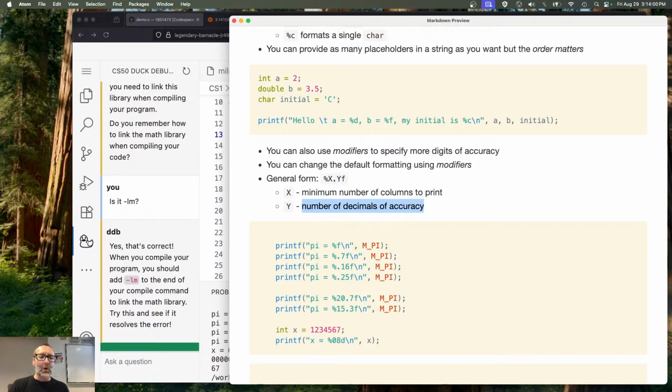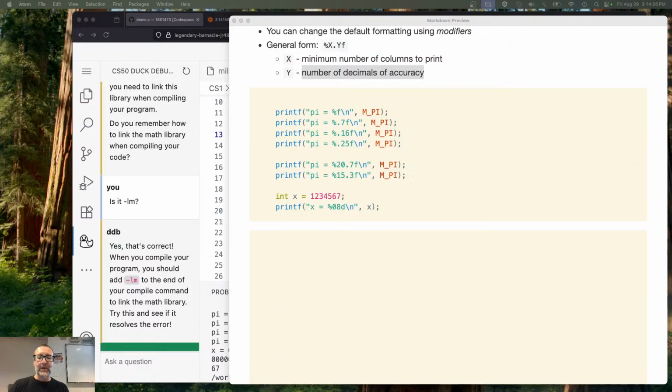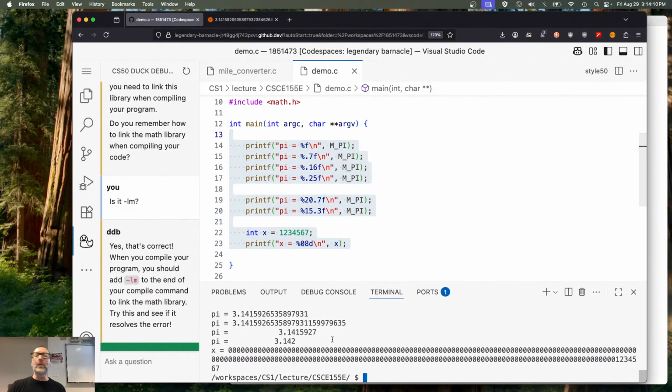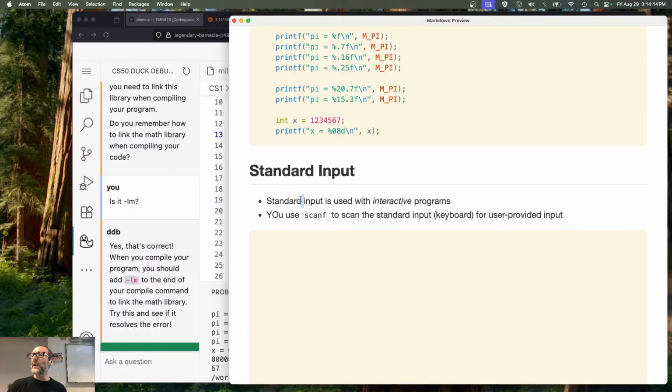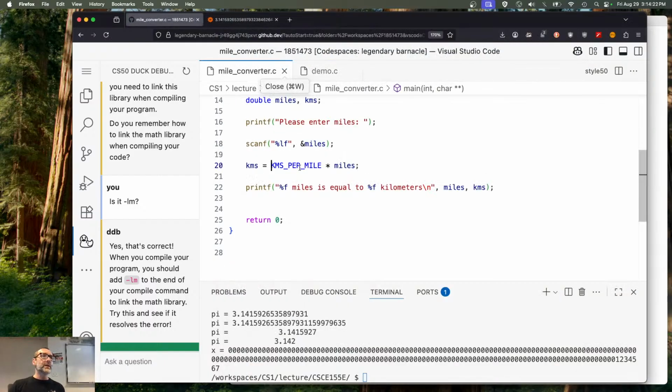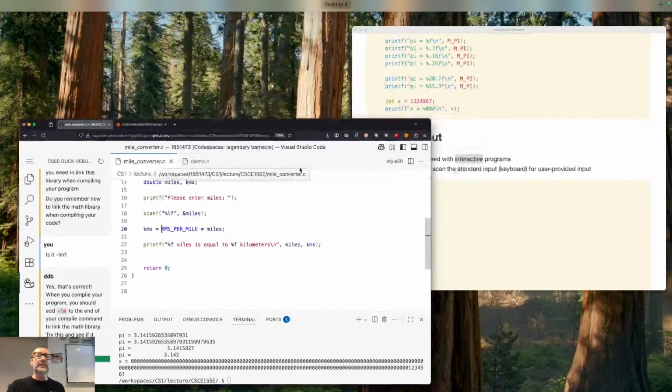With our few remaining minutes here, let's quickly just introduce input. Standard output, by the way, is your terminal, or your console. The standard input is done with interactive programs, meaning that somebody is sitting there, like this mile converter here. It prompts you for input. Somebody mashes the keyboard as input, and then it takes that input and processes it.